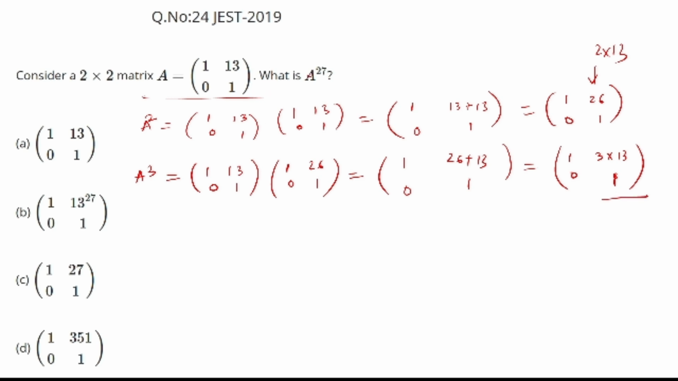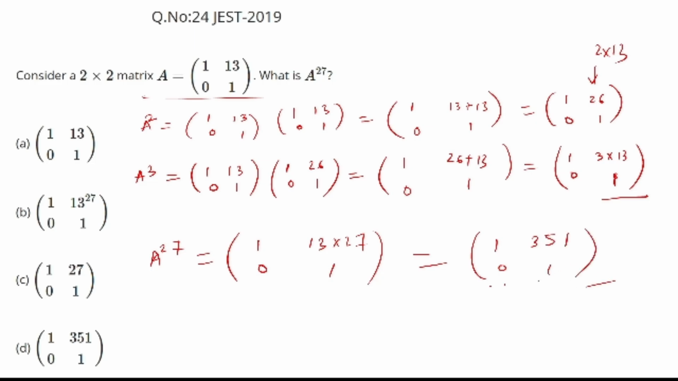So what will be the value for A to the power 27? A to the power 27 will be 1 13 into 27, 0, then 1. So let's find the value. 13 into 27 gives us 351. So option D will be the correct one.